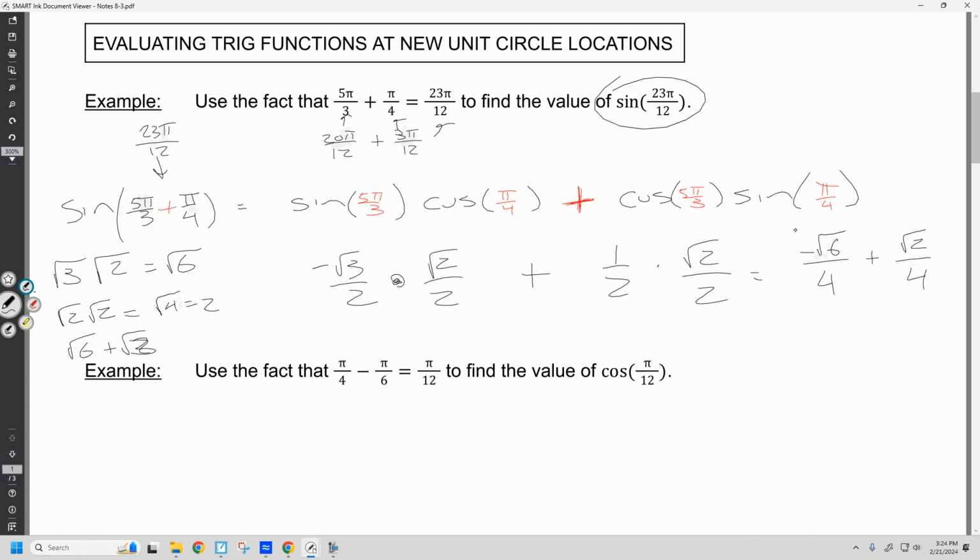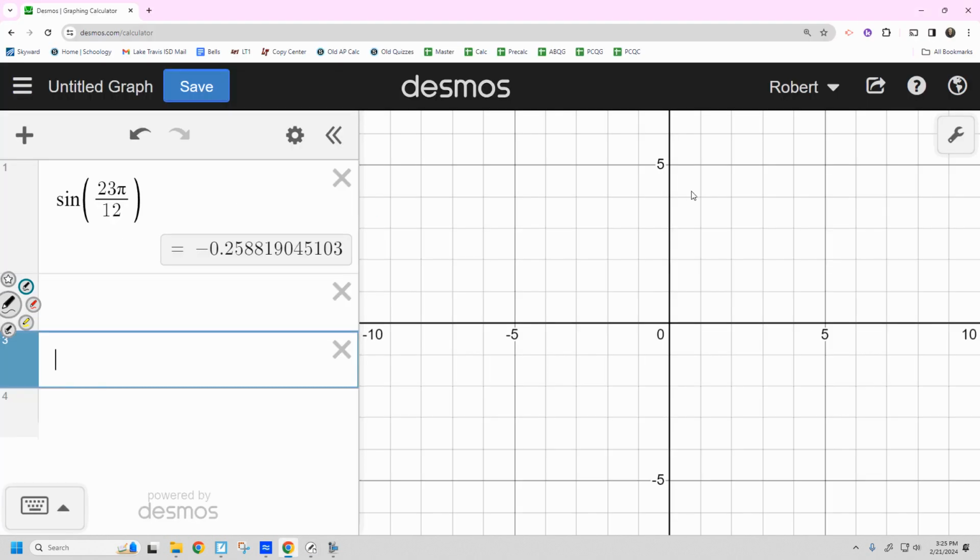So if I were to simplify this one extra step just to make it look a little bit nicer, because that's what's expected of you, you would combine your numerators just by adding them together, and then over your common denominator, making sure you know this is a negative root 6. Sine, cosine, cosine, sine. AB, AB. Keep the same sign.